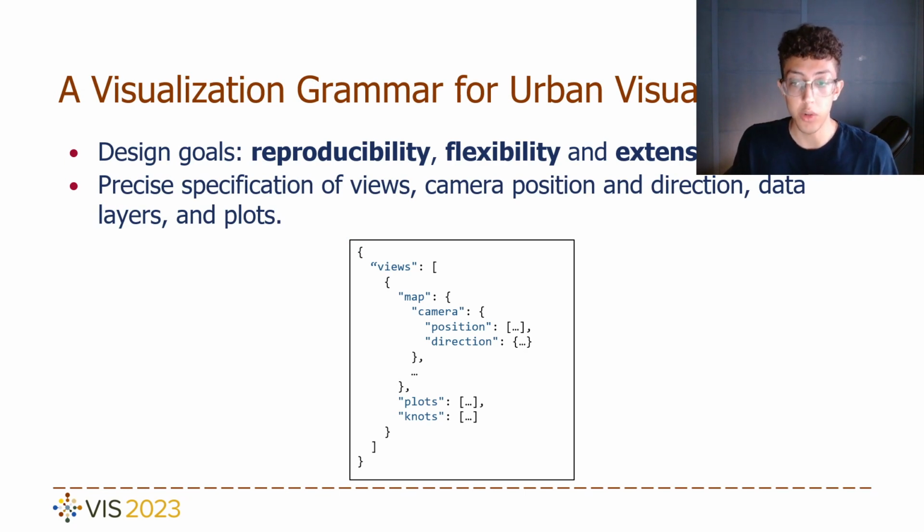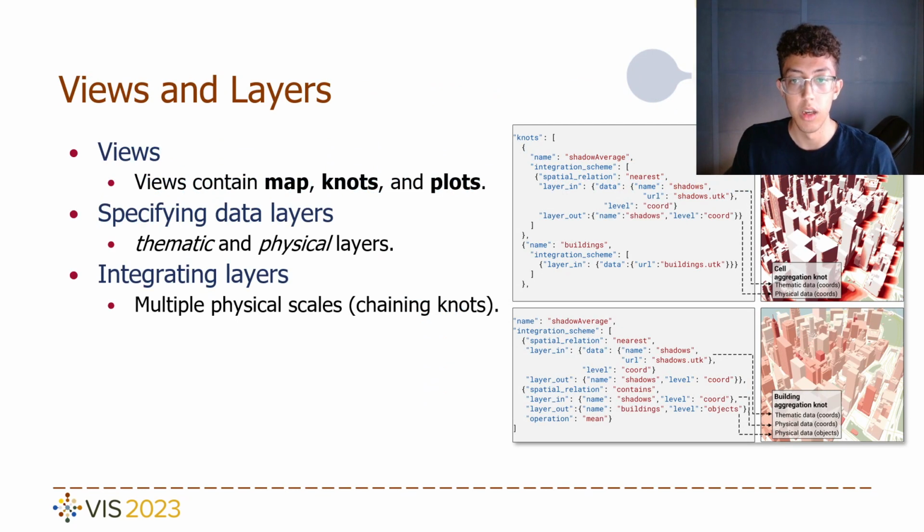When we take a look at our grammar, the basic components are the views, the camera position and direction, the data layers, and the plots. Talking a little bit more about the views and layers, the views contain map, knots, and plots. The knots is how we call the data layers loaded into the system.